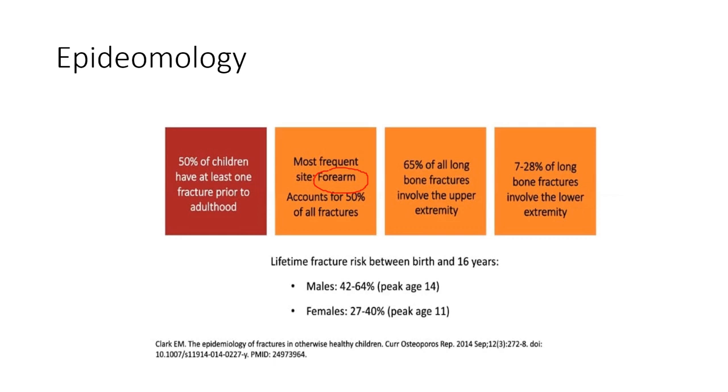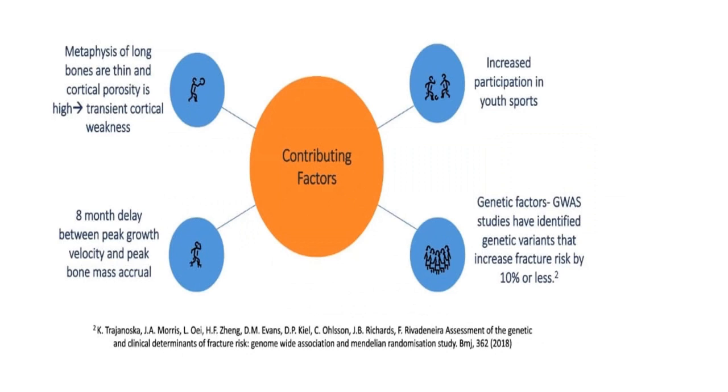The lifetime fracture risk between birth and 16 years of age in males is 40 to 64%, and the peak age is at 14 years. In females, the lifetime fracture risk is around 30 to 40%, and the peak age is at 11 years.